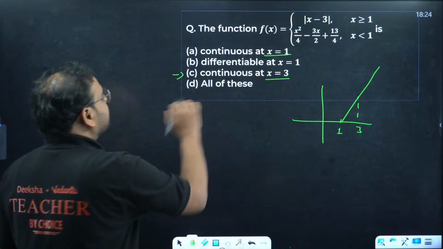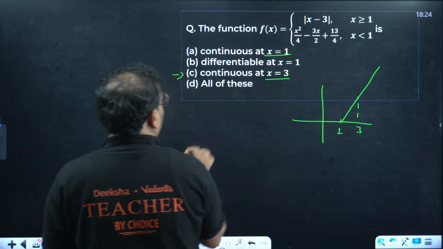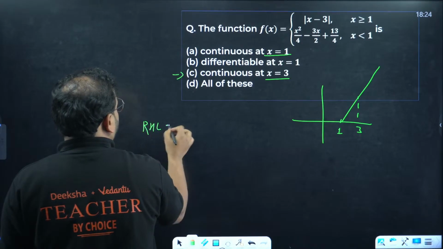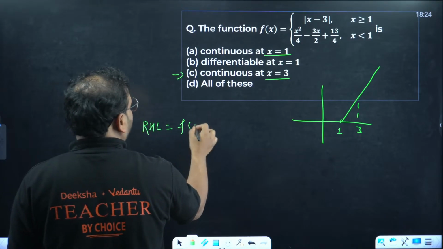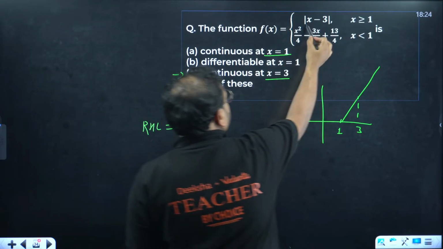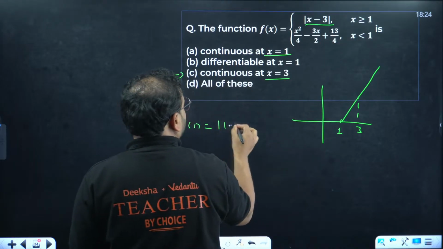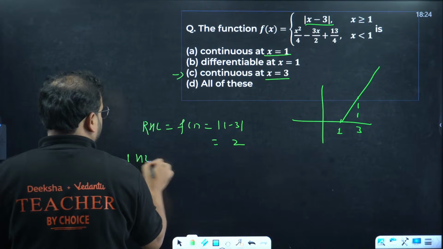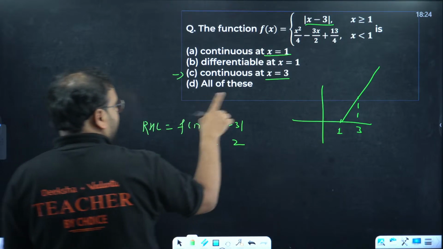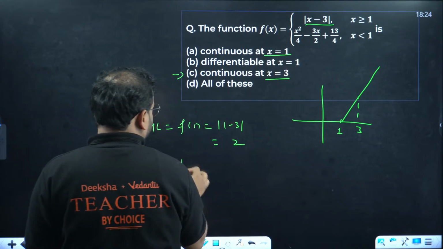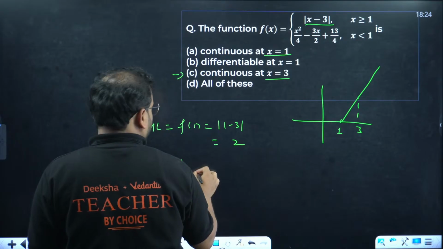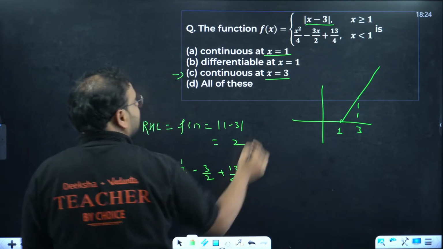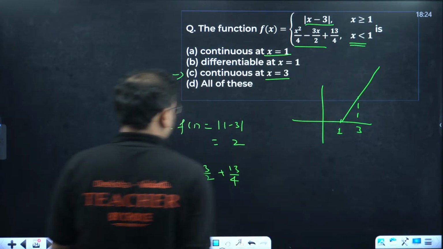Okay, let's look at option A. So continuity I'm looking for. Let's find RHL, which is the same in this case as f of 1. You can check because the branching is from here. You're going to get the answer as 1 minus 3. How much is that? 2. Let's find LHL also. For that you have to put in this value. So you're going to get 1 by 4 minus 3 by 2 and 13 by 4. I'm putting in this branch for LHL at 1.